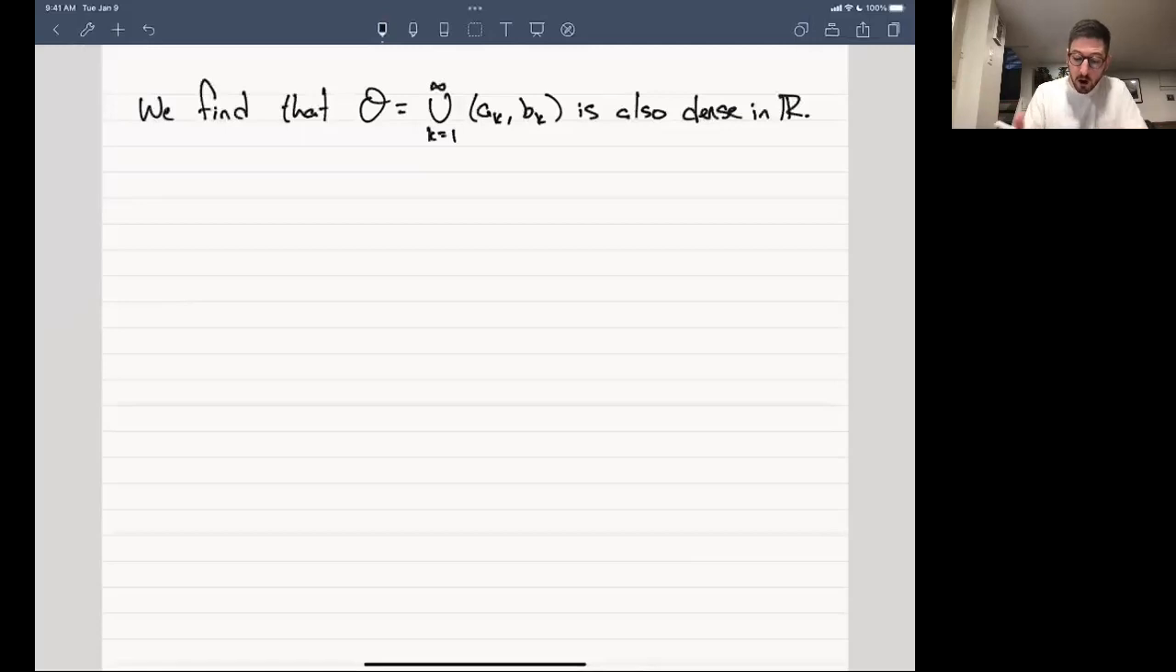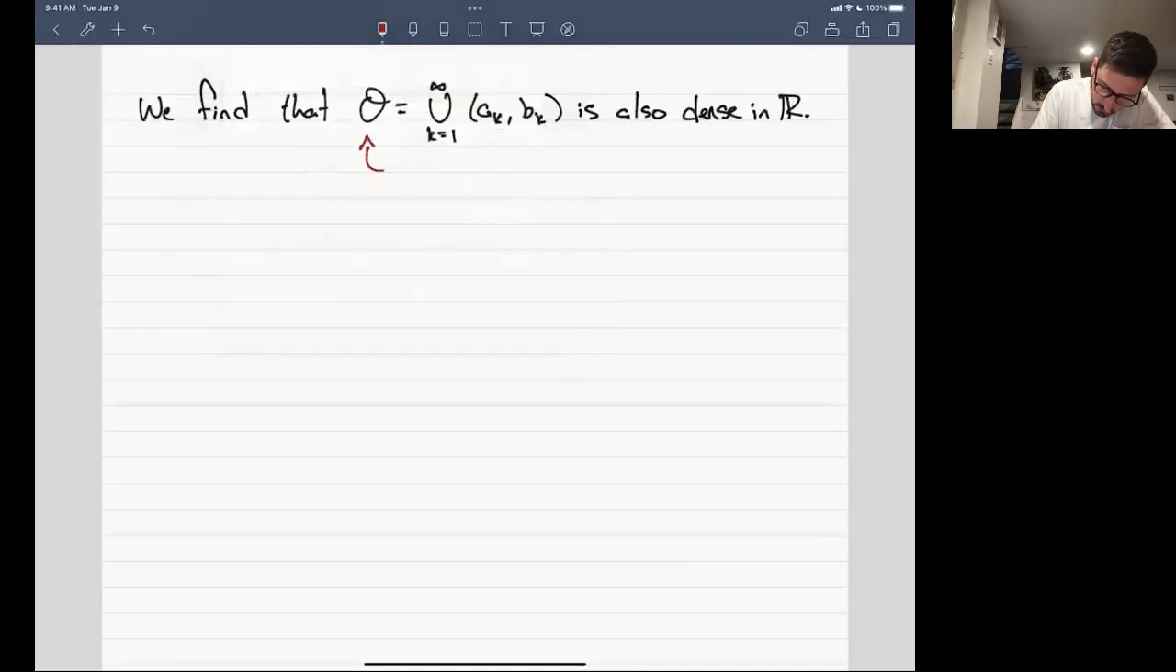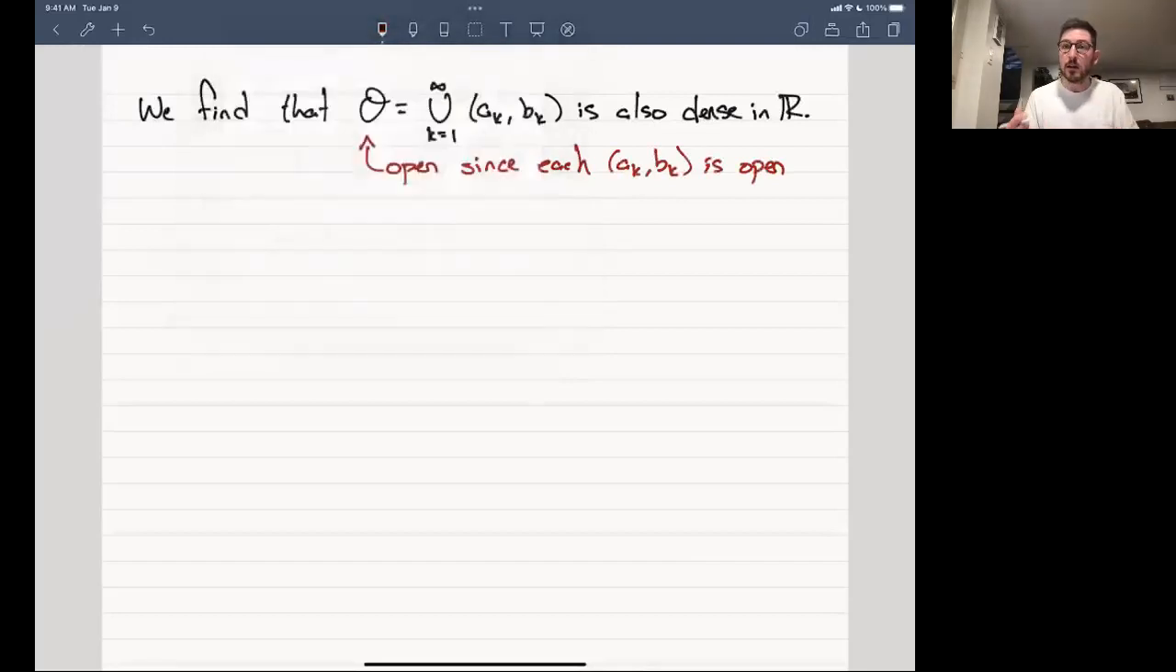But also, O is open. So this is open since each AK, BK is open, right? We proved this in the previous lecture. We said that any collection of open sets, if you take unions of open sets, you still get open sets. And so therefore we have constructed an open, dense, small set. And this small could be as small as you want, right? You get to pick epsilon. You can still always construct this set.